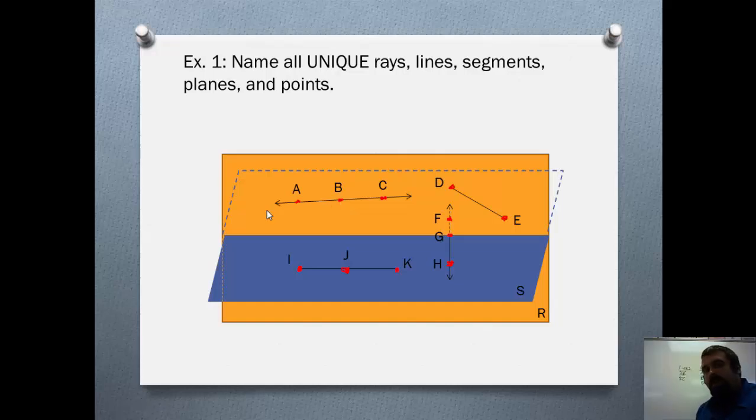Please note that ray AB and ray BC or BA are different rays. So even though I said before that you can't switch them, in this case, because it's part of a line, that is actually a ray in there.